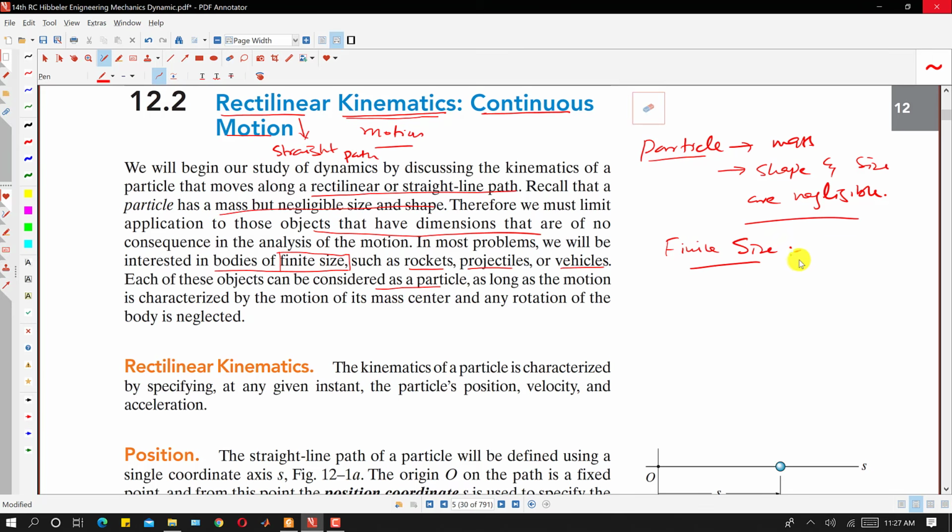And similarly, if we are considering the motion of the center of mass of a body, then that could be considered as a particle motion. And the next assumption in dynamics is that there is no rotation of a body, or we can say that the rotation of a body is neglected.